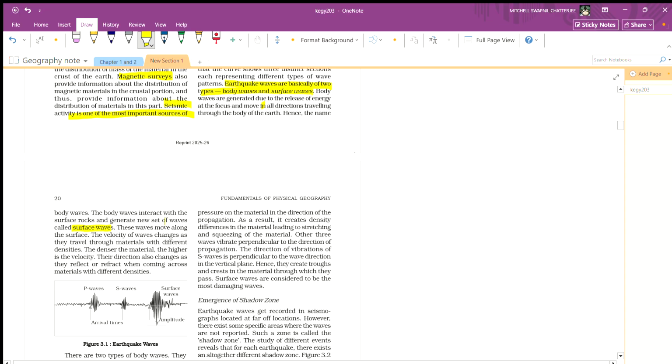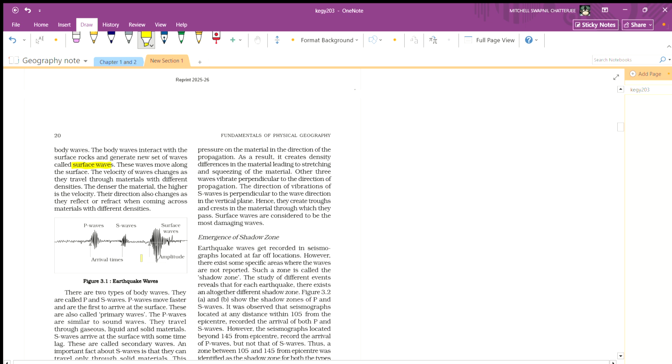Surface waves move along the surface. The velocity of the wave changes as they travel through material with different densities. The denser the material, the higher is the velocity. Their direction also changes as they refract when coming across material with different densities.